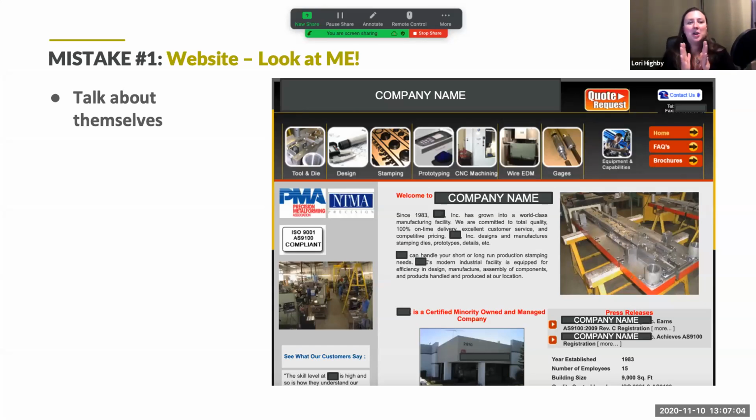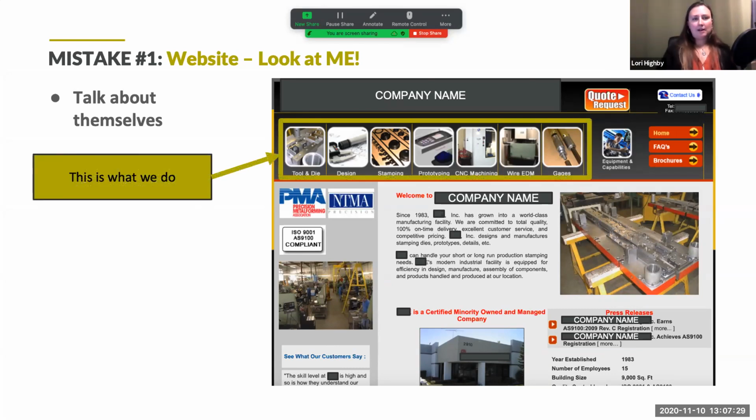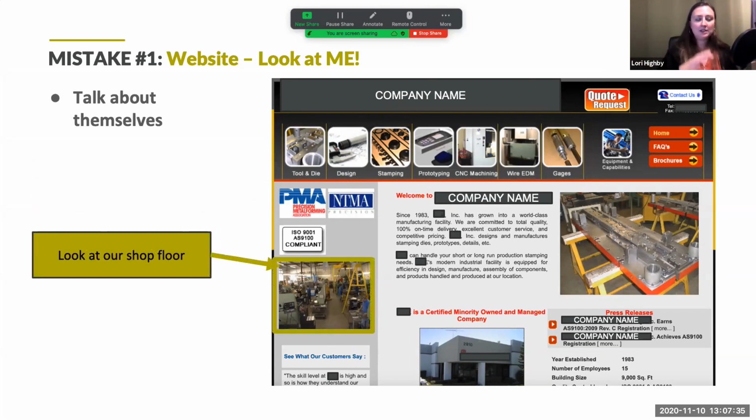First and foremost, one of the biggest mistakes that I see are manufacturers with their websites. There's really no clean flow or organization of the site. And a lot of what's being done is that they're simply talking about themselves. And they're not telling the story about the problem that they solve and who they solve it for. So this is one area right here. So this is what we do. This is simply just saying, these are the things that we can do. And then, hey, look at our shop floor.